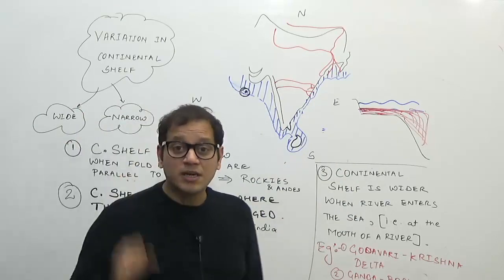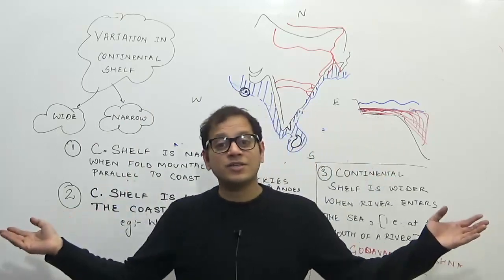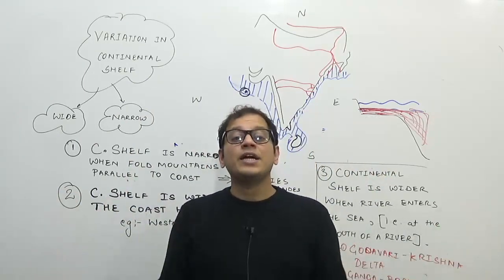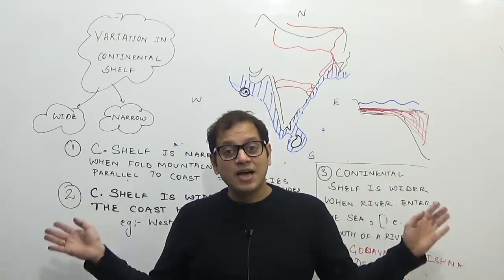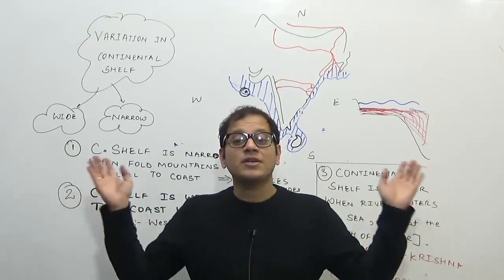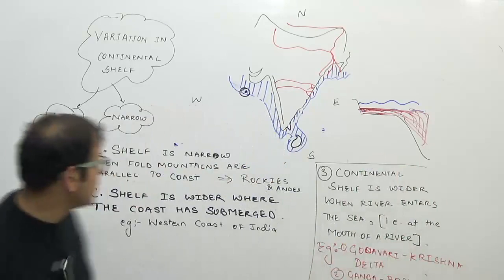So if the question comes, why is the continental shelf wider in West Bengal? Because of the Ganga and Brahmaputra delta. Why is it wider in Andhra Pradesh? Because of the Krishna and Godavari delta. Why is it wider in Tamil Nadu? Because of the Kaveri delta. Now, these are the three conditions you remember.